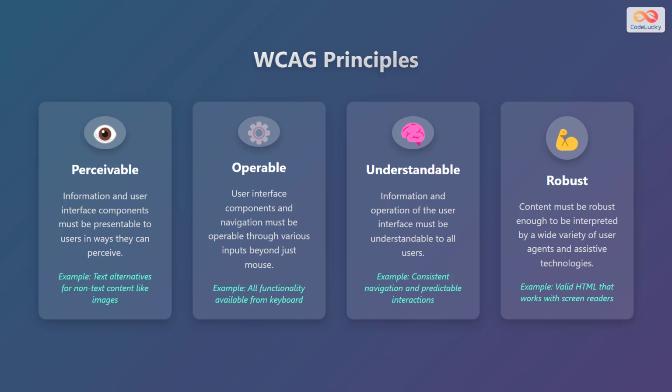Third, content must be understandable. Information and the operation of the user interface must be understandable to all users, utilizing consistent navigation and predictable interactions. Finally, content must be robust. Content must be robust enough to be reliably interpreted by a wide variety of user agents, including assistive technologies, using valid HTML that works seamlessly with screen readers.